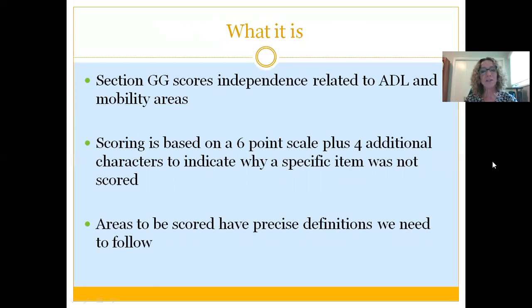So the Section GG score is independence related to ADL and mobility areas. It's based on a 6-point scale, as well as 4 additional characters that are going to indicate why a particular item might not have been scored.